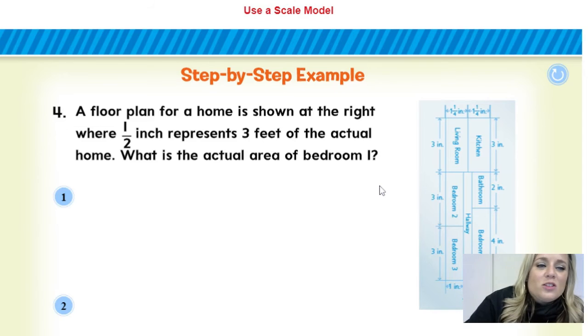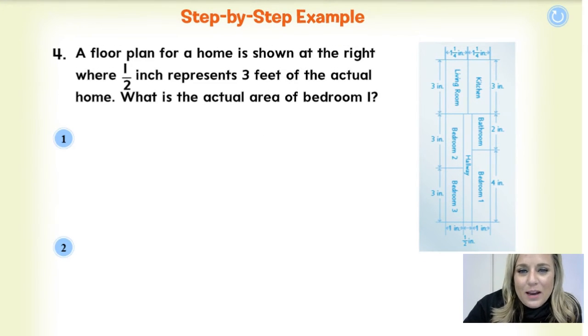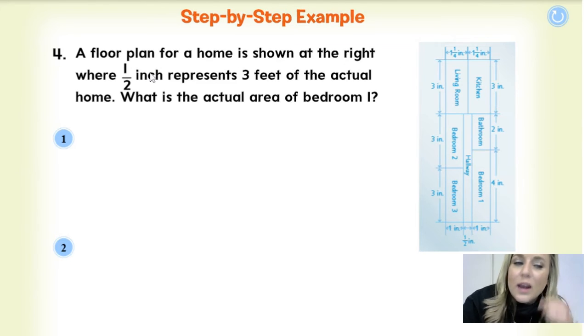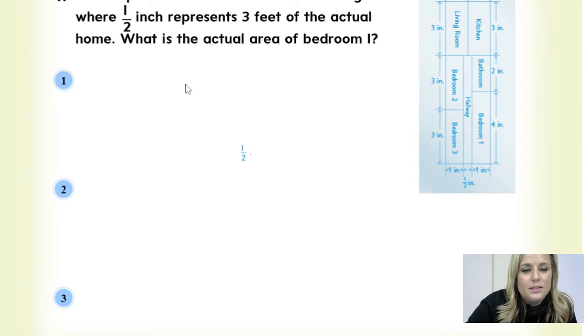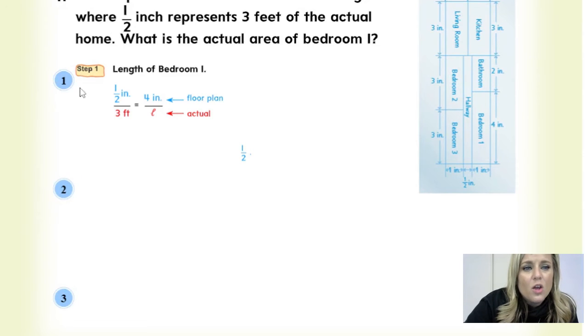Okay. So we're going to do a step-by-step example right here. There's a floor plan for a home, shown at the right over here, where 1/2 inch represents 3 feet of the actual home. We want to know, what is the actual area of bedroom 1? If you look over here, here's bedroom 1. Step 1, you have to find the length of bedroom 1, which right here is 4.